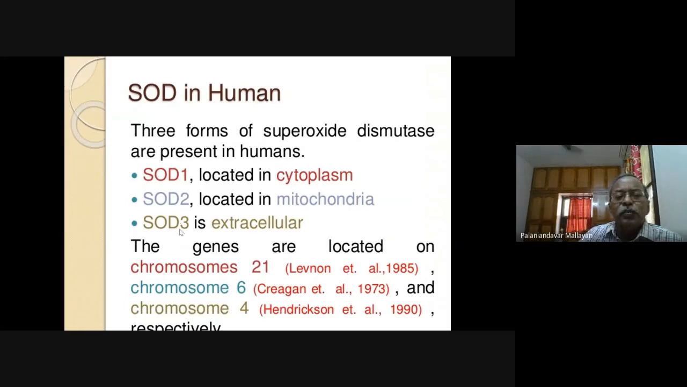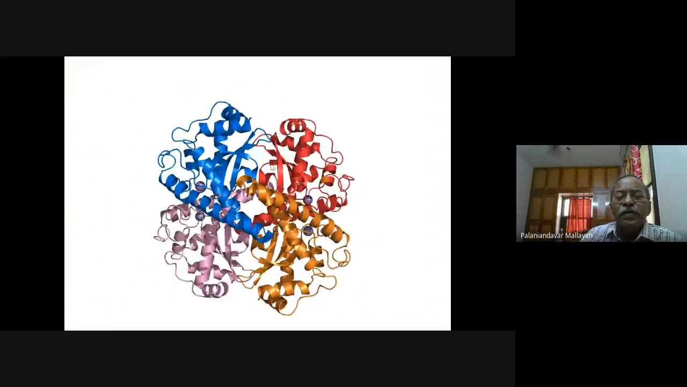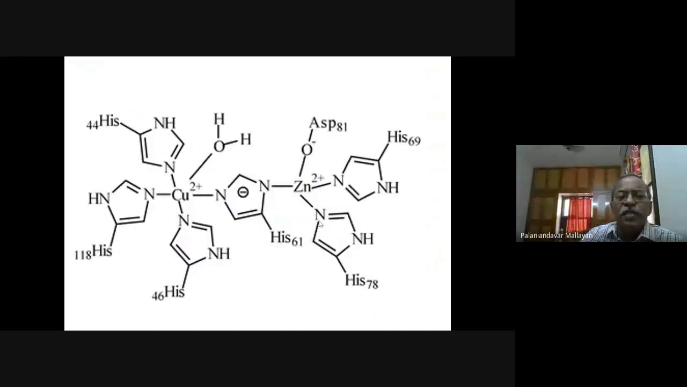This has been subjected to a lot of work. This is the enzyme site. You have a dimer also, I think, with two copper ions; copper and zinc are there, right? Two active sites are there. I don't want to go into much detail. So the active site structure contains this particular copper ion and zinc ion.